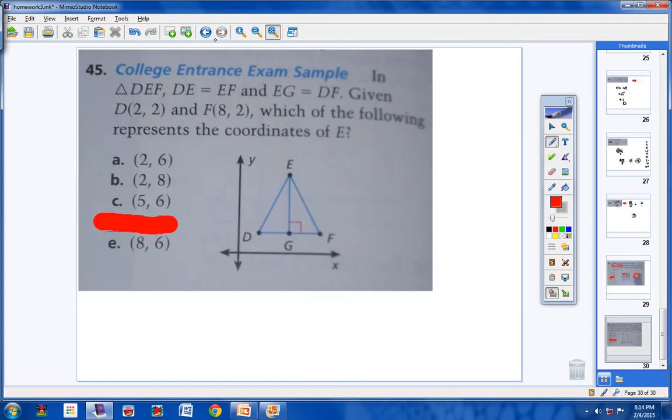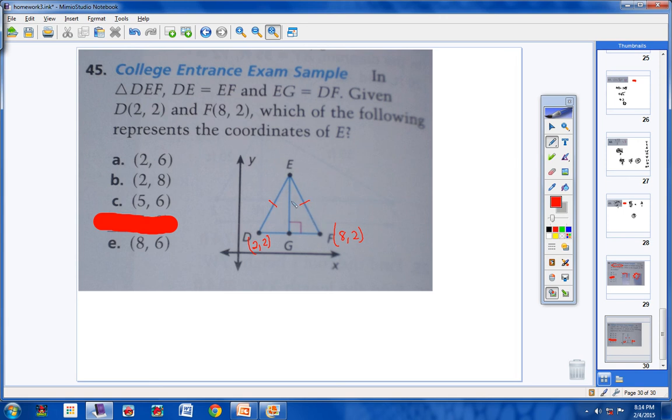Now, number 45. This one's a little more difficult, so please pay attention. D right here is (2, 2). F is (8, 2). Now here's what they want. They want us to find the coordinates of E. Up here they tell us DE equals EF, so this equals this. Now, DE equals EF and EG equals DF also, which I don't care a whole lot about right now. I want to show you that DE equals EF.